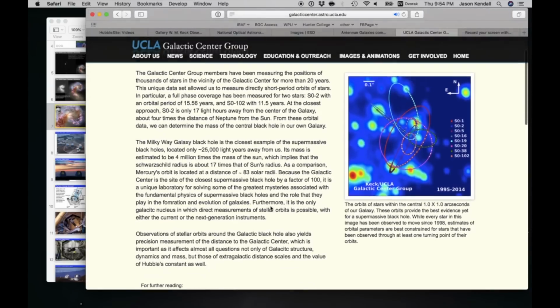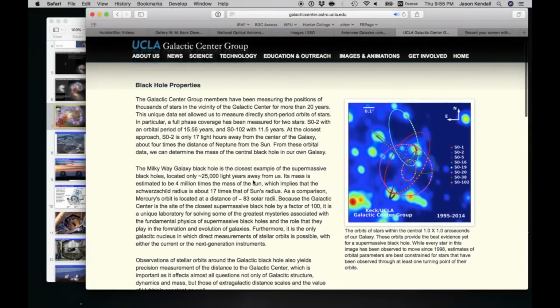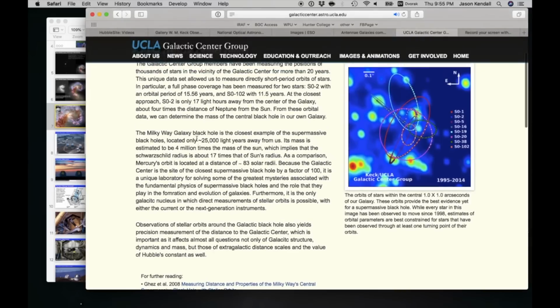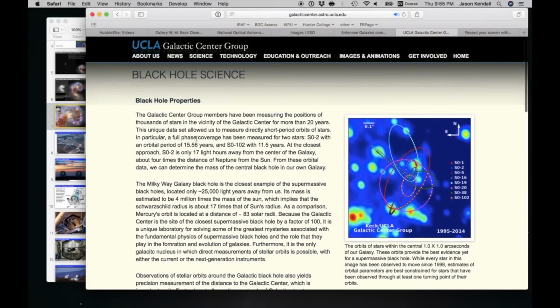Next, and I promise you this, is the UCLA Galactic Center group, which is Andrea Ghez's group, which has used the Keck Observatory to map the movement of individual stars around the center of the Milky Way, which is an amazing accomplishment. So I would really invite you to go check that out. This is what Andrea Ghez's group is known for, this amazing work.